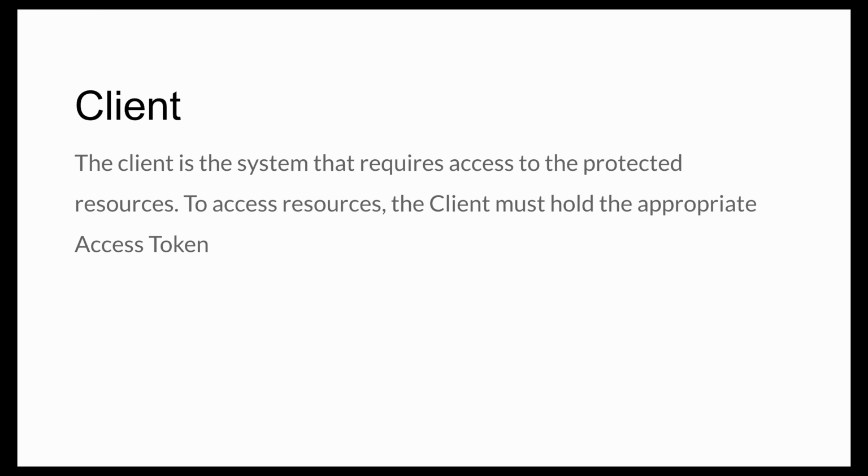Now the client. The client is the system that requires access to the protected resources. You, my friend, are the client because you want to access my phone, right? So a client will need access from the resource owner. And here you can see that the client must hold the appropriate access token. If you want to access my phone, you need to have my password, right? So that is something like the access token that will be given to you. So that's the resource owner and the client.